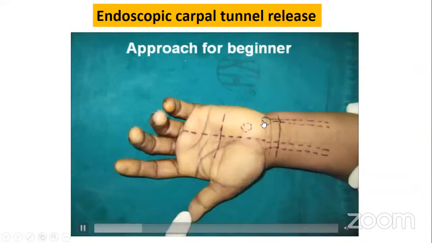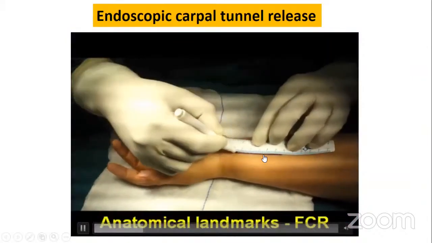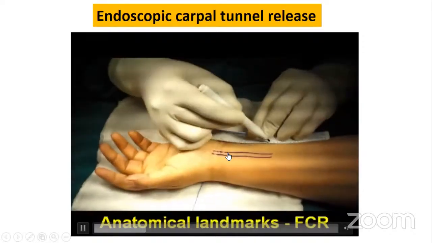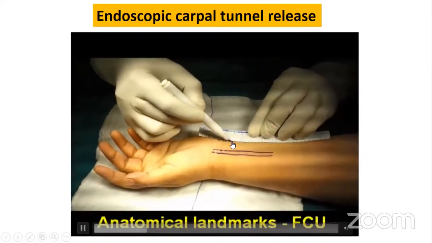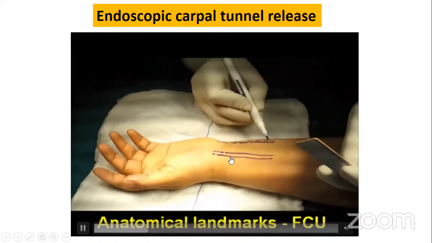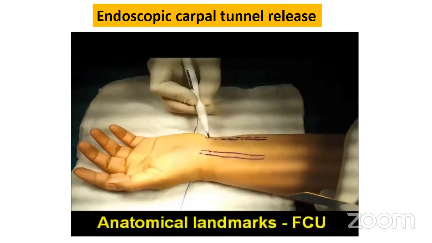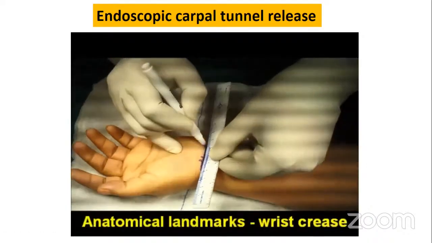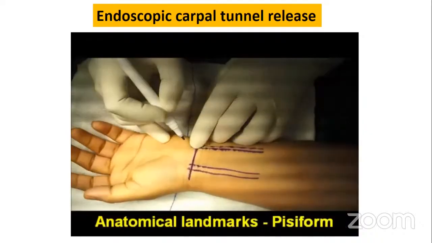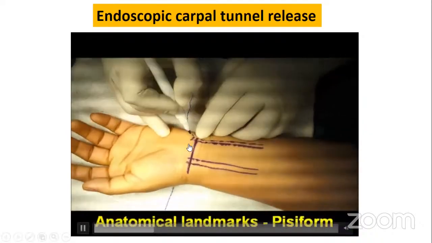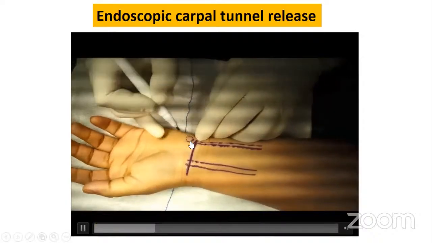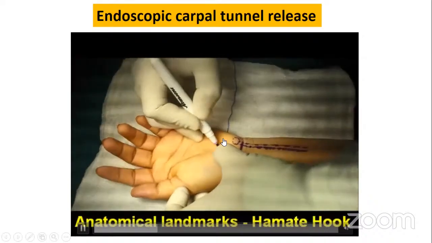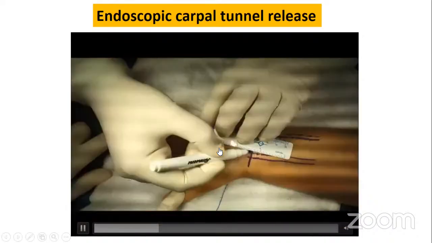So again, this is the pisiform there. That's the palmaris longus here. That's the FCU there. In the beginning, you need to mark all your anatomical landmarks very, very nicely so that you don't make any mistake here. So that is the pisiform here, and that is the hamate. If you go 1 centimeter distal and towards the radial side is your hamate.